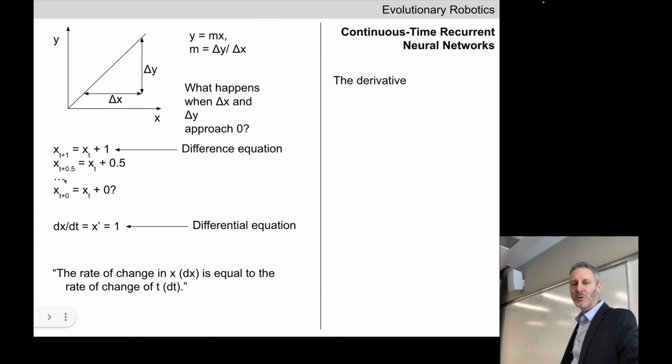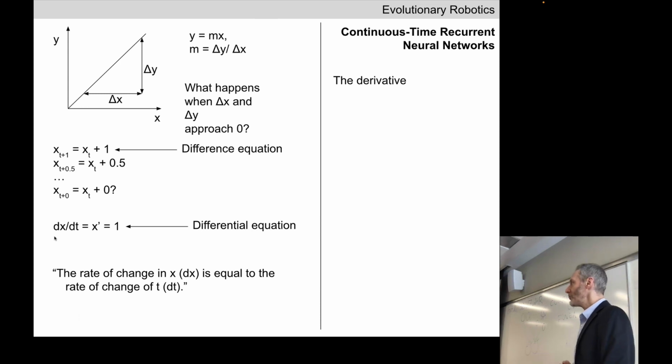But of course, as we imagine a smaller and smaller difference between this time step and the next time step, it gets harder and harder to understand how to write this down. So we switch to a differential equation, which is written as, in this case, dx over dt. The rate of change in x, the thing that's changing, is equal to the rate of change of dt. In this equation, we're writing 1. The ratio between these two things is 1. They're the same. However much t changes, x changes by the same amount.